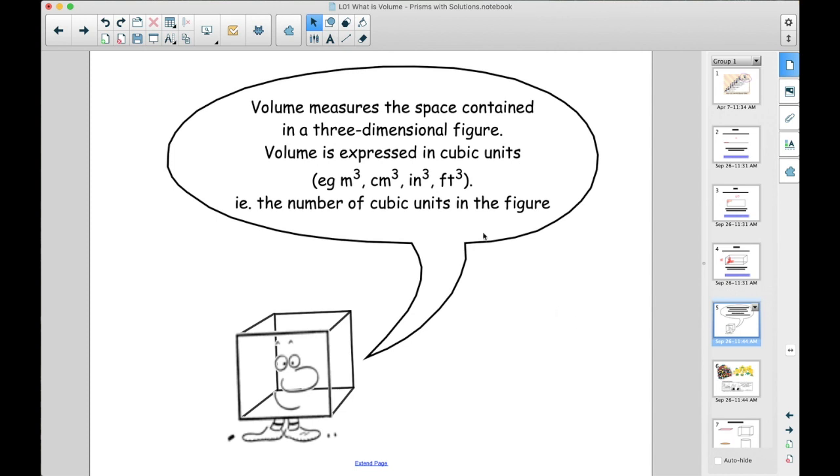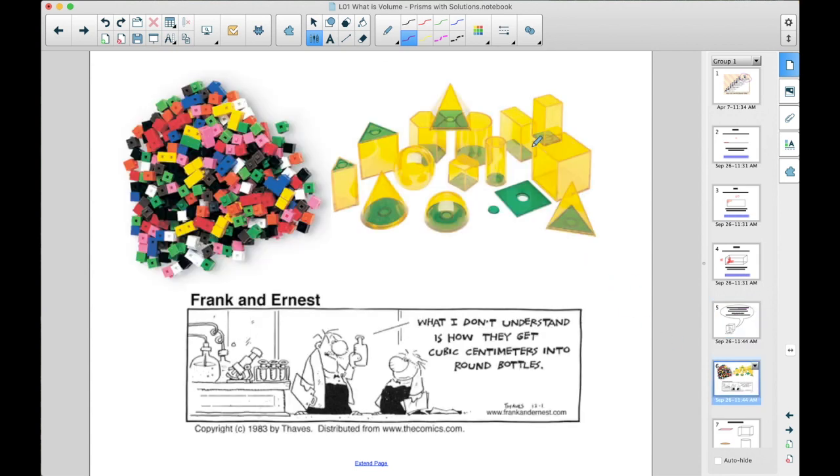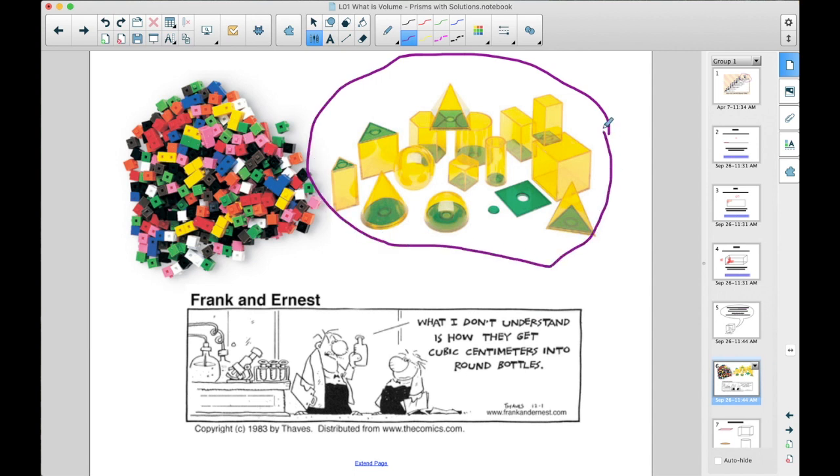So, summary, before we do some calculations, what is volume? It measures the space, the three-dimensional space contained in a three-dimensional object. Measuring in cubic, could be meters, centimeters, in the metric system. In imperial, we could be looking at inches or we could be looking at feet. And these are some of the solids that we're going to be working with in this particular unit. By the time this unit is done, you will know how to find the volume of all of those solids.